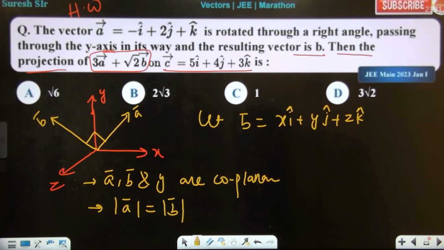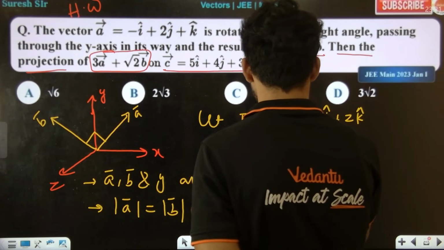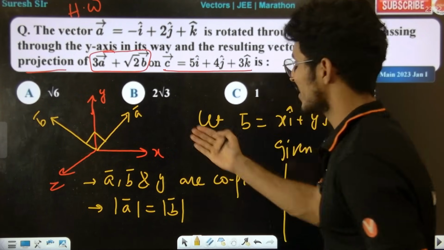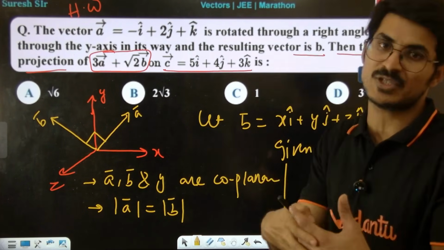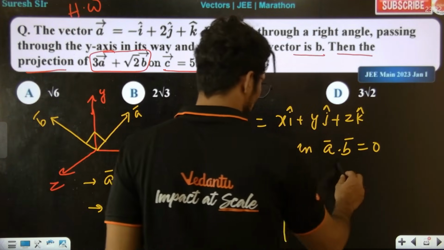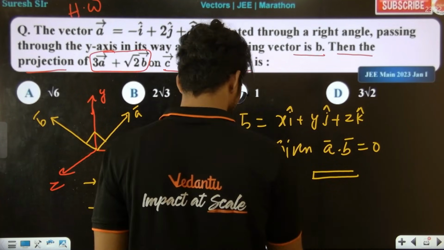And what have they given, sir? See, the angle between A vector and B vector is 90 degrees. So A vector is given, B vector I know, and the dot product of them is equal to 0. If I do the dot product of them equal to 0, what am I going to get? You will get one equation. Are you getting the point or not, people? So A dot B is equal to 0 means you will get one equation.